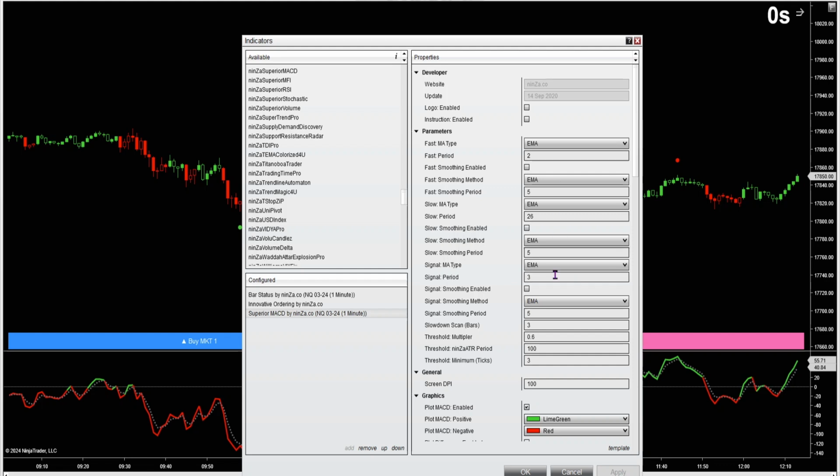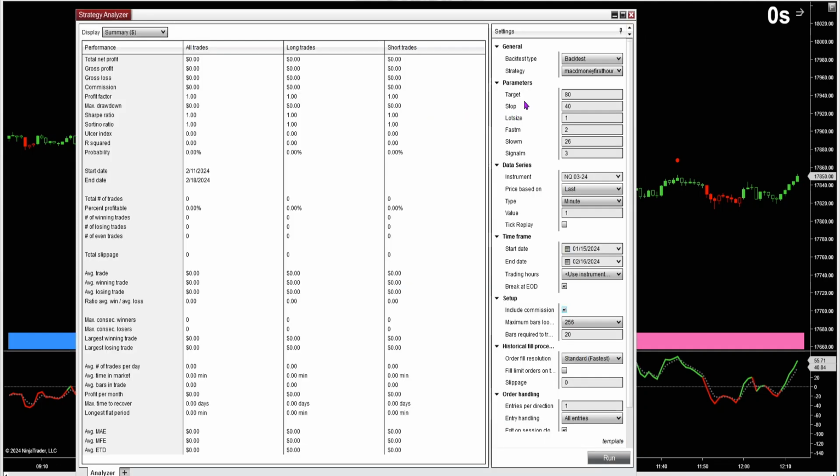So those are my base settings, and that's just from lots of different back testing that I've done in the past. It seems to give me the best results on a regular basis for the NASDAQ 1-minute chart. In my strategy analyzer, I've got this MACD strategy I've created just to trade from 9:30 a.m. to 10:30 a.m. I've got my custom settings with the 2 for the fast, 26 for the slow, and 3 for the signal moving average, or I think they call it the smoothing moving average on the built-in MACD. I've got a target of 80, stop of 40, 2-to-1 risk to reward ratio.